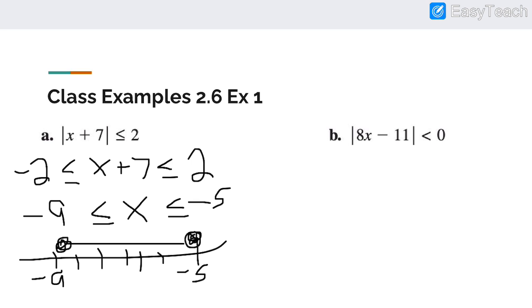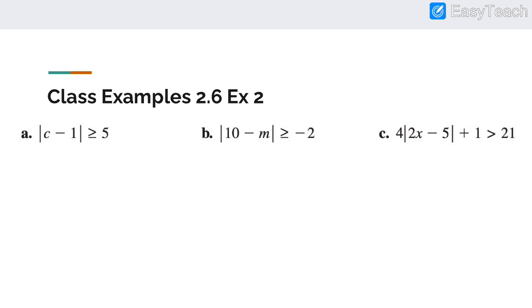For our next one, again, this one is an and statement. And as we read the one on the right, it says the absolute value is less than 0. Absolute values have to be positive numbers, so they cannot be less than 0. So right away, this one is a no solution, because again, this is not a true statement.